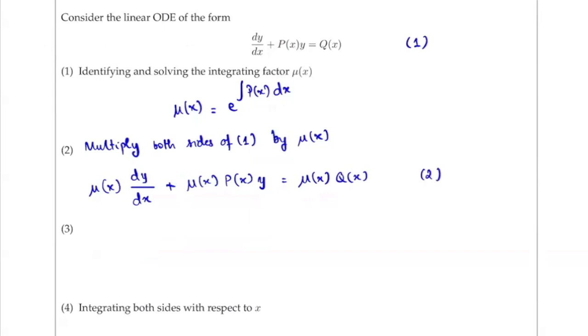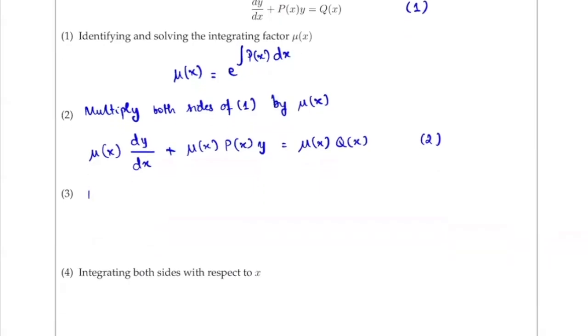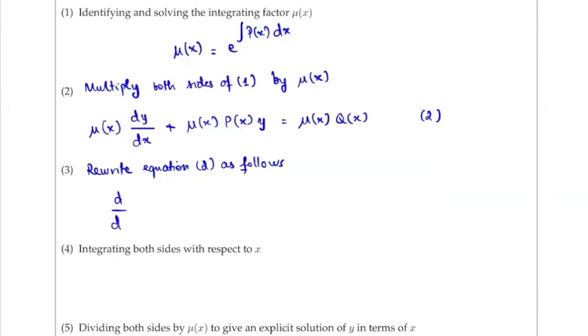Now the next step, step 3, is to rewrite equation 2 as follows. You have d/dx of mu of x times y equal to mu of x times q of x. So the left-hand side is always going to be this. Okay, let me repeat that. The left-hand side is always going to be this, right? The derivative of a product between mu of x and y.